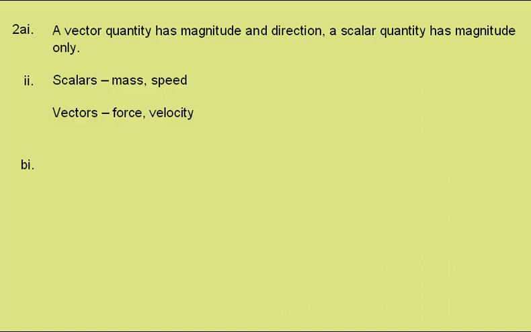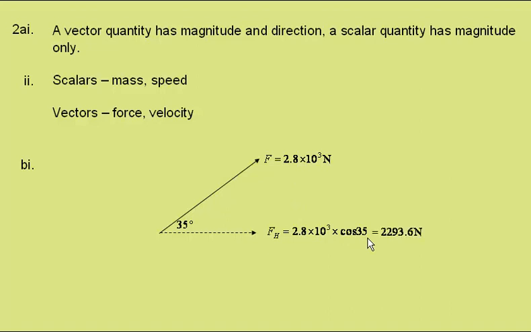In B part 1 we have a force diagram something like this, and we're asked to calculate the horizontal and vertical components of the force. Well, the horizontal component here is across the angle given of 35 degrees, and so this is just the actual force multiplied by the cosine of 35 degrees, which gives us 2293.6 newtons or 2.3 kilonewtons.